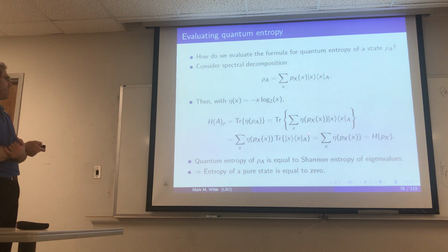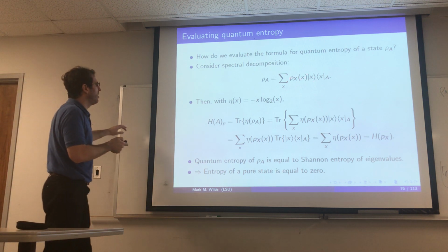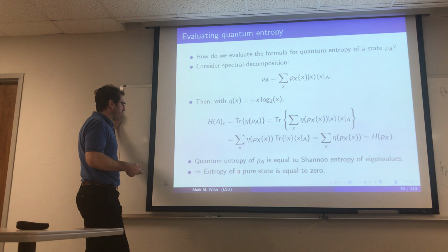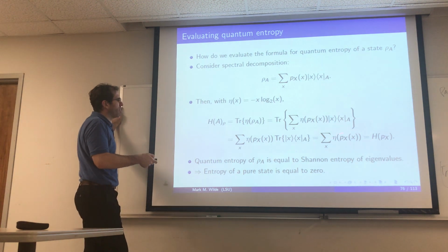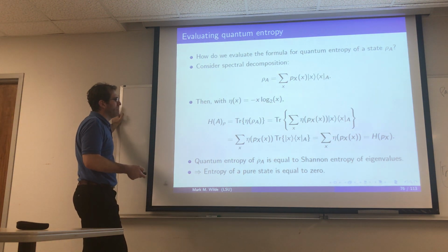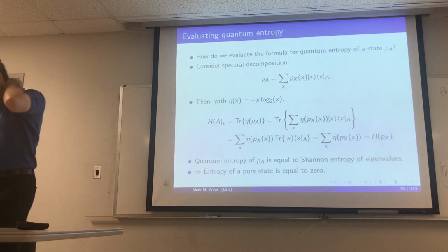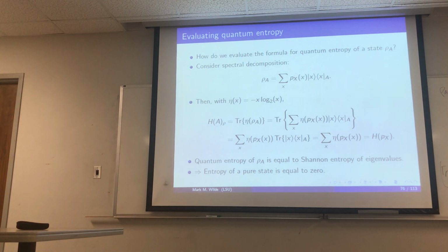So what can you conclude from this? Suppose you have a pure state. A pure state is when one of the probabilities is 1 and all the others are 0. The entropy of a pure state, when you evaluate this formula, is just 0. Why is that? If you know the pure state, then in principle you could do some measurement to test for that pure state.